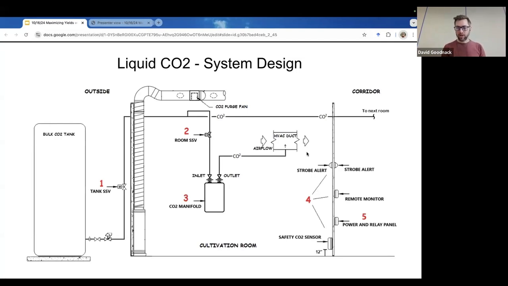The rest of what you're seeing on here is the life safety system off to the right-hand side. This is the safety sensor that's 12 inches off the ground, the horns and strobes, which are required to notify people inside the building, as well as power and relay. That's for integrating to be able to control the exhaust purge fan, which is required, as well as the safety isolation valves, which you see at the tank, number 1, and in the room, number 2.